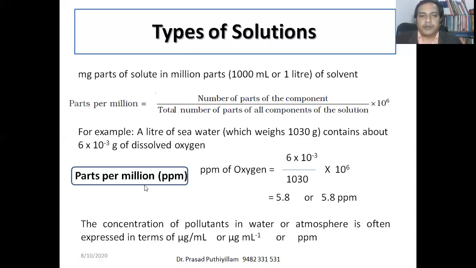This way of representing the concentration in parts per million is mainly used to represent pollutants. The impurities present in water or in the atmosphere, we treat them as pollutants. These pollutants we express in terms of microgram per milliliter or parts per million. So the unit of parts per million can be represented as milligram per liter or microgram per milliliter.